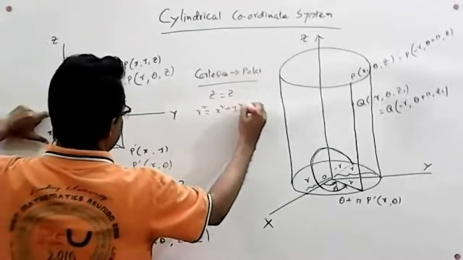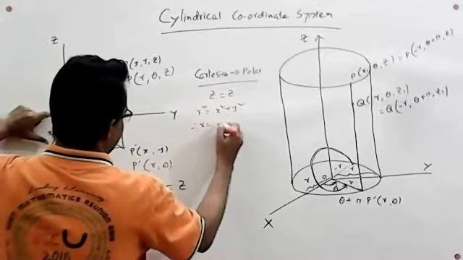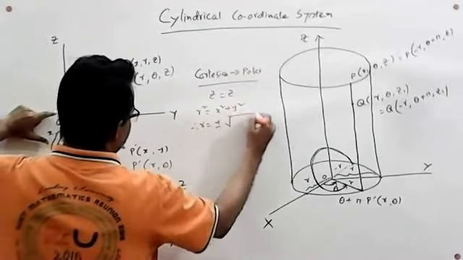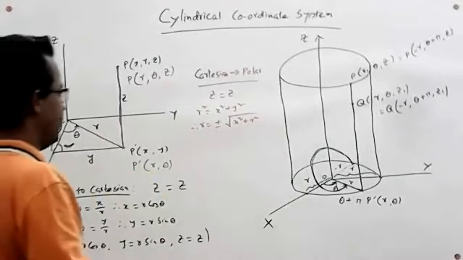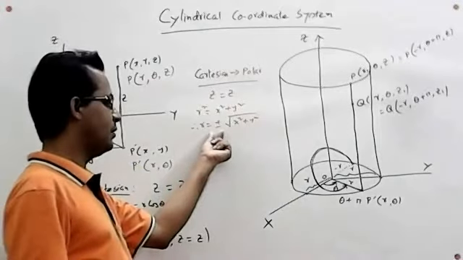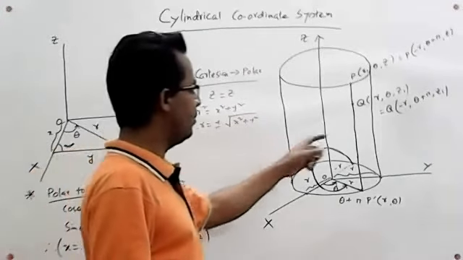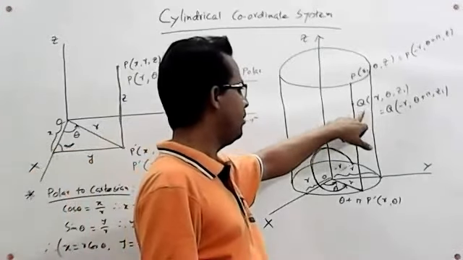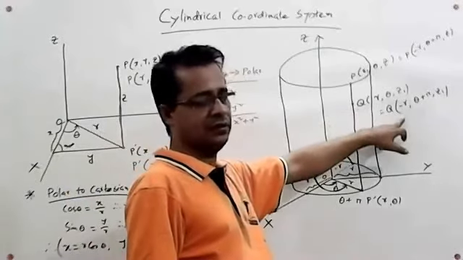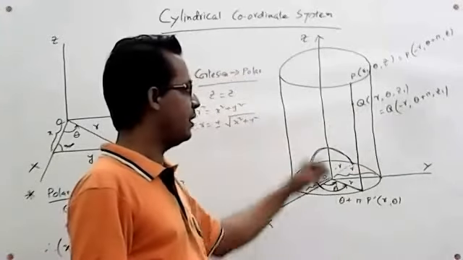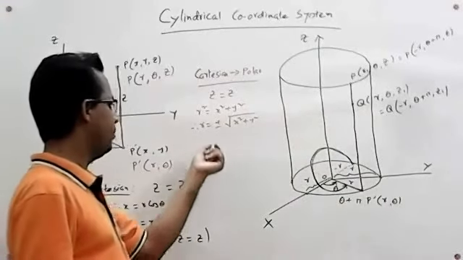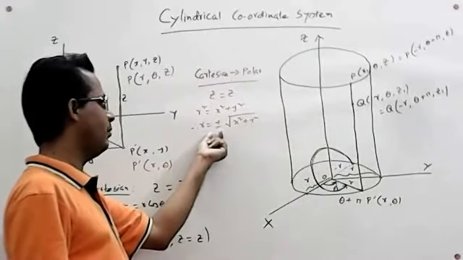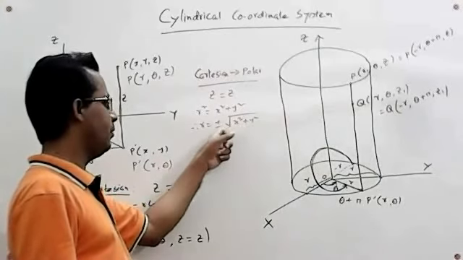So r equals plus or minus the square root of x square plus y square. Here we have taken the plus minus sign because in the cylindrical coordinate system every point has two identities. That is why we have two values of r, one positive and one negative.